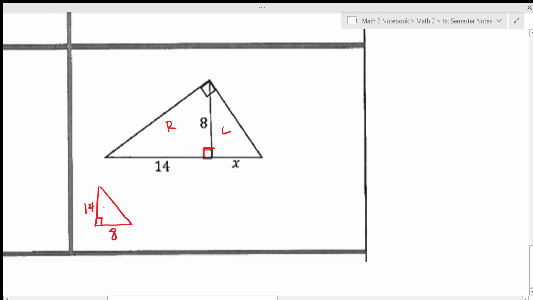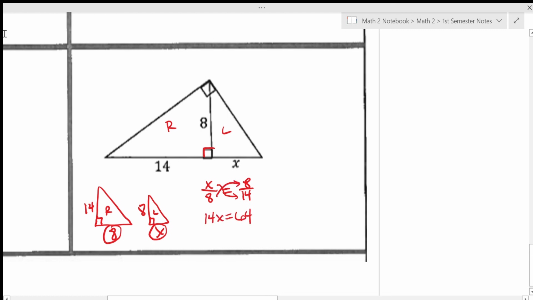And then when I draw my triangle on the left, my short side is x and my long side is 8. So we want to make sure we identify what our corresponding sides are so that we can set up our proportions correctly. So again, if we do short over short equals, so I did x over 8 equals 8 over 14. Then I cross multiply and I get 14x equals 64. And then I divide 64 by 14.